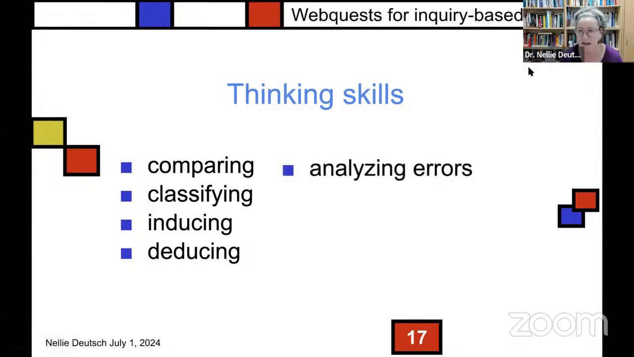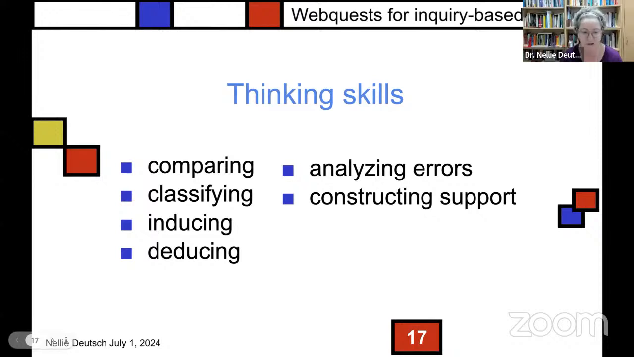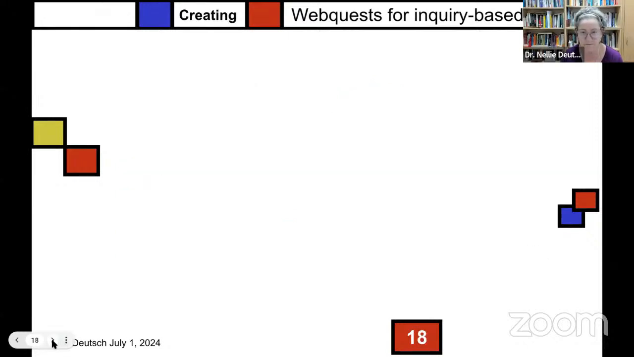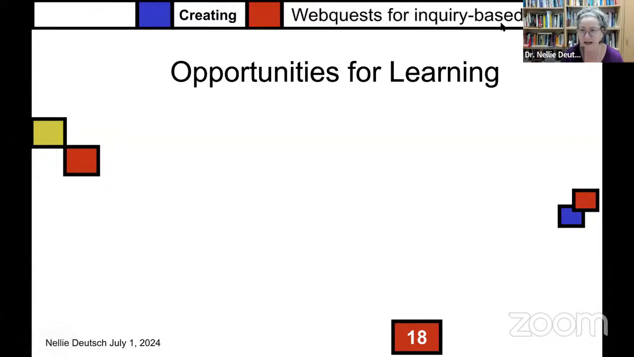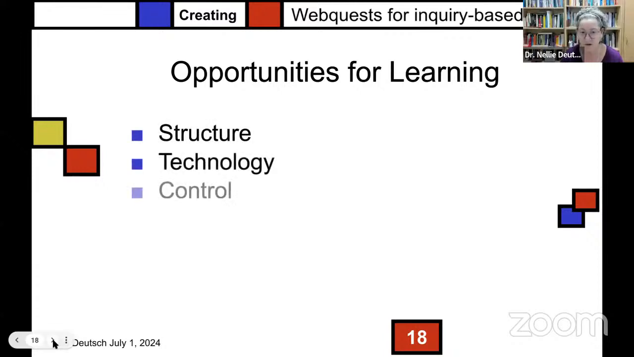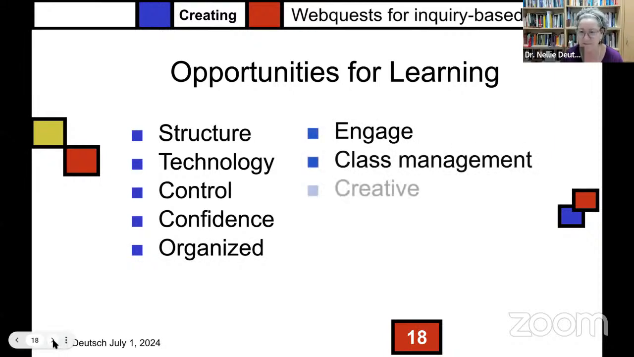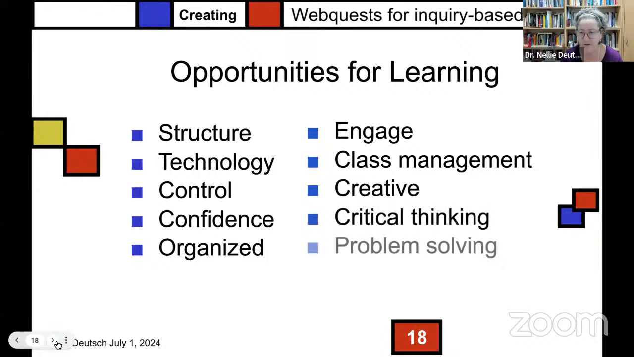deducing, analyzing errors, which is super important, especially in language learning, but in other areas as well. Constructing support, because they will be supporting one another. Abstraction and analyzing perspectives. These are the benefits. And opportunities for learning are the following: structure, technology, control, confidence, organized, engage, class management, creative, critical thinking, and problem solving. These are the skills that students will be developing.